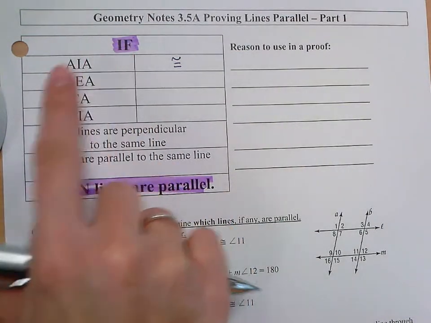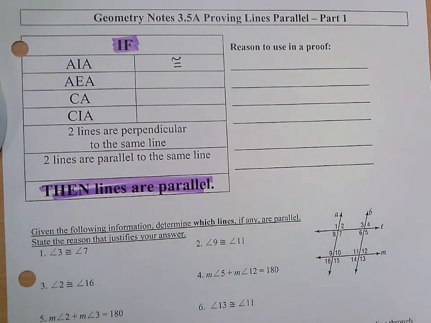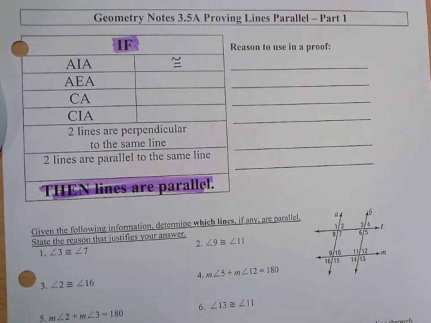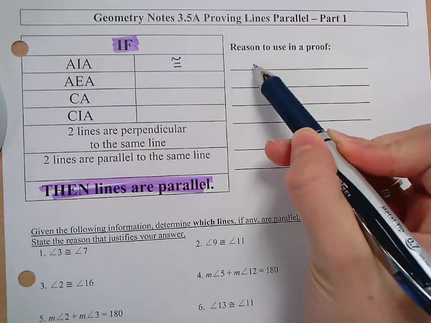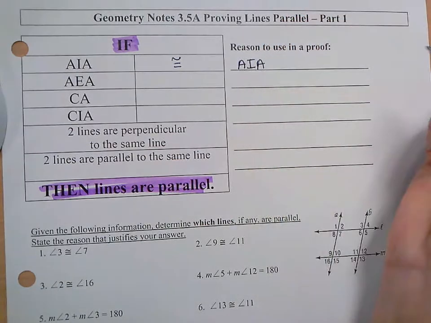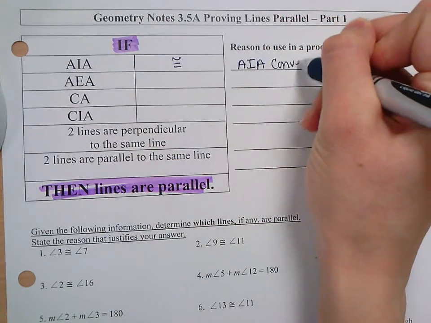Now, rather than writing that whole sentence out, because it's kind of working in reverse, rather than saying if the lines are parallel, then alternate interior angles are congruent, when you flip the if and the then, it becomes a converse. So the reason that you can write in a proof is AIA, or alternate interior angle converse.